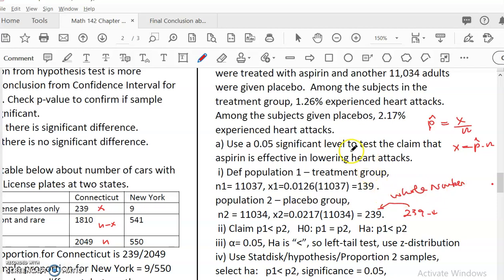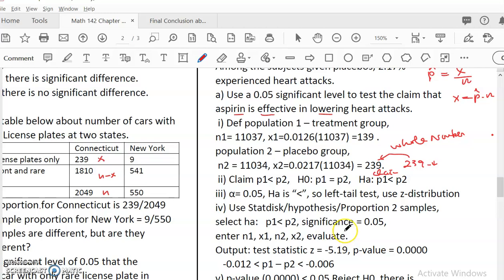And then what is our claim? Our claim said that aspirin is effective to lower heart attack, right? So that means the treatment group would have a lower number. So P1 less than P2 is our claim. H0, when we are comparing two population parameters, is always that they are equal: P1 is equal to P2. And the alternative would be the claim itself, so that I know that the claim is here. I want to support this claim. Okay, because right now the claim is in the alternative.